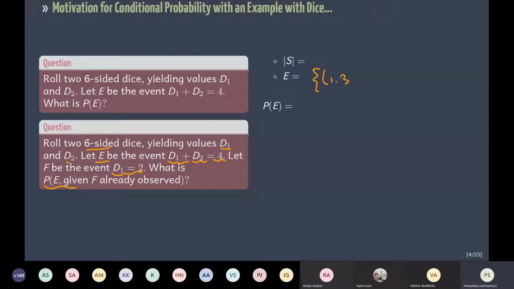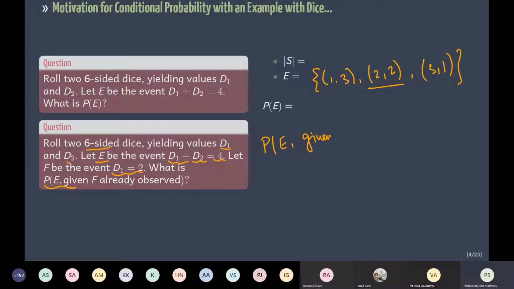So it's like (1, 3), then (2, 2), and then (3, 1). These were the possibilities you have for the event E. Now you are given that F has already been observed. D1 is 2 is given to you, and D1 is 2 is there in the event, right? In this case, the probability of the conditional will change now.